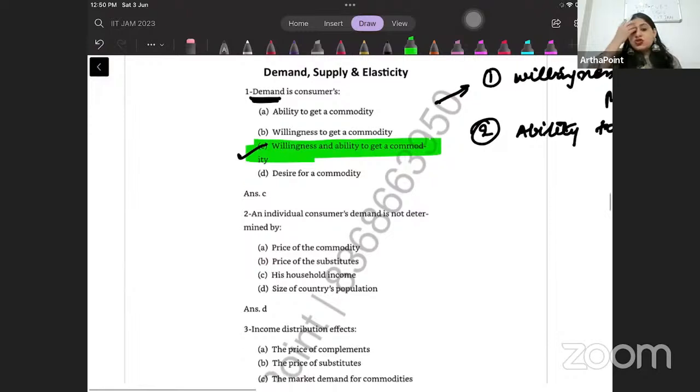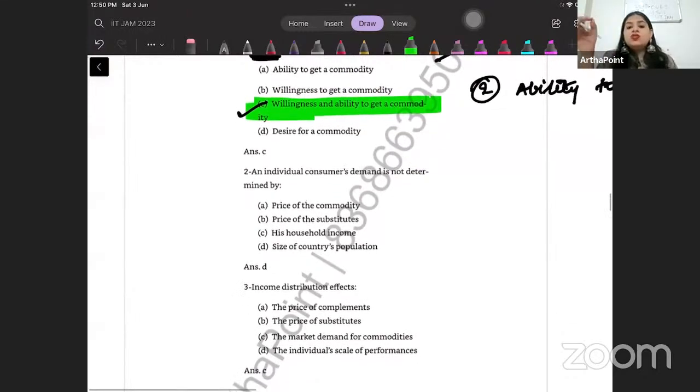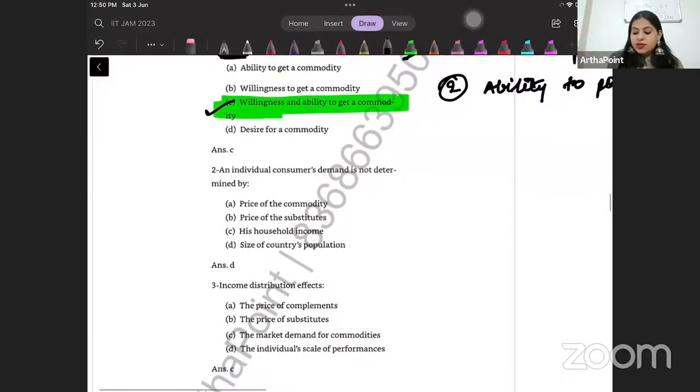Beta, come to the next question. An individual consumer's demand is not determined by price, तो determine करेगा. Price of substitutes भी उसे determine करेंगे. इनकम भी डिटरमाइन करेगी, बट पॉपुलेशन से इंडिविजुअल डिमांड का कोई रिलेशन नहीं है. So population will not determine it. So answer to this question is D.